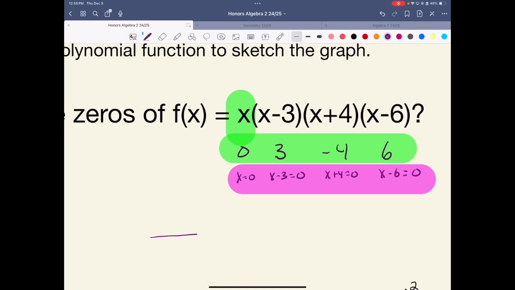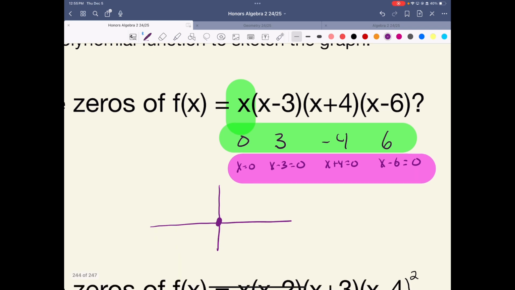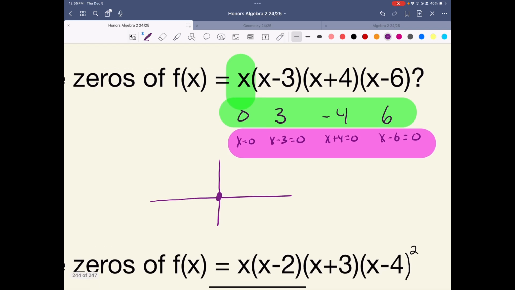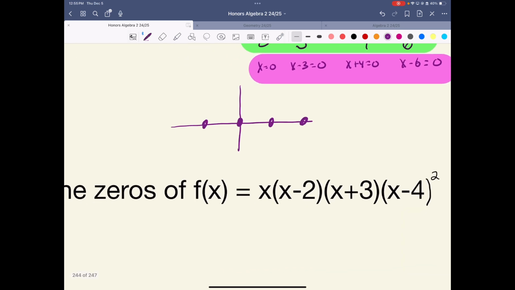What it means to be a zero is that if I distributed and multiplied all of this out and you were asked to graph it, your graph is going to cross at 0, it's going to cross at 3, it's going to cross at -4, and it's going to cross at 6. That's what it means by finding the zeros. These are considered our real zeros, numbers that we can actually graph on the x-axis. So those are the zeros and what the sketch of the graph would look like.